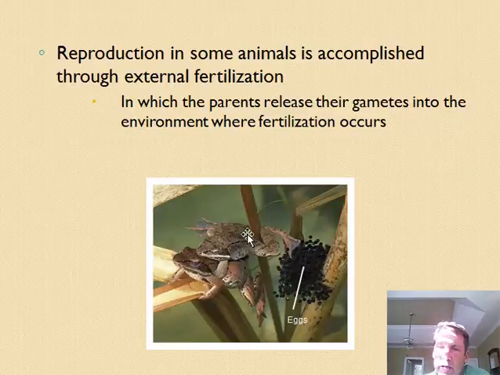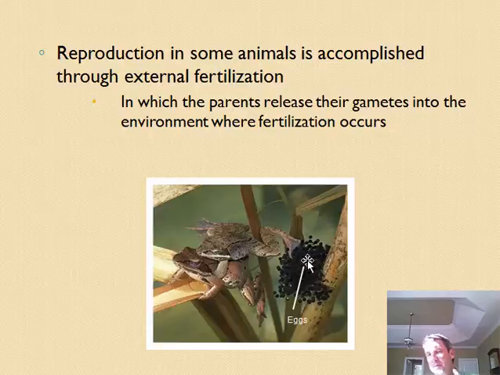A lot of aquatic animals, like these frogs right here that are mating, practice external fertilization. So they're mating, and the female will release her eggs in the water during mating, and the male will release his sperm during mating, and they fertilize outside of the female body in the water.